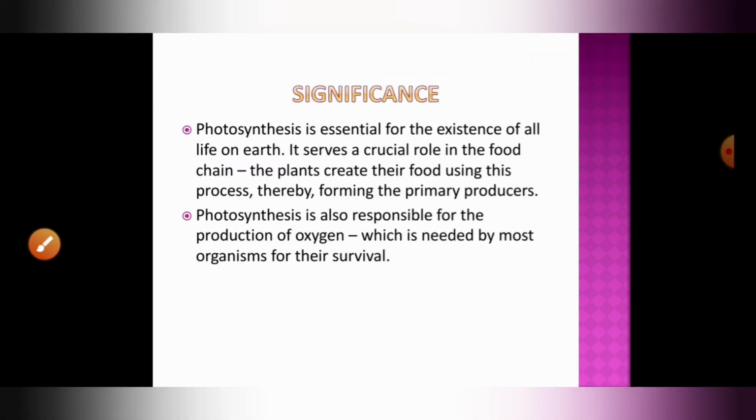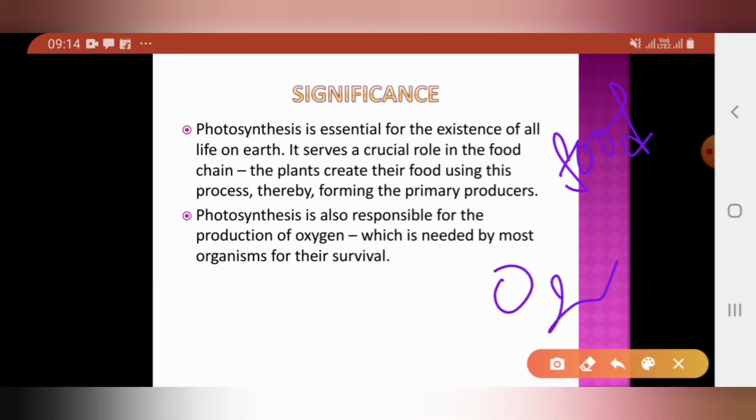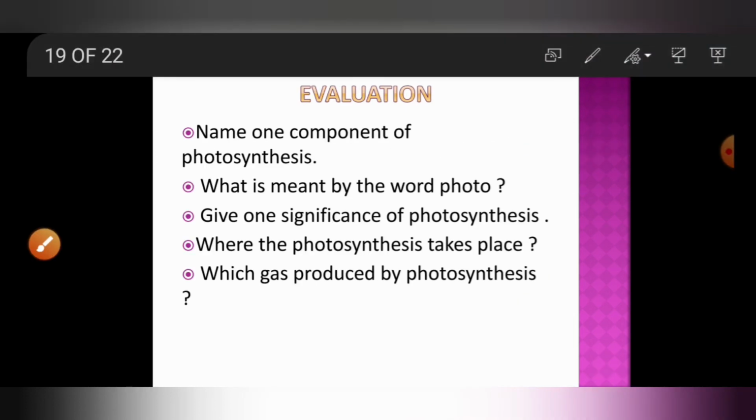So now the significance of photosynthesis. I only write the 2 most important significances. Number 1, in the process of photosynthesis, plants produce food for us. And number 2, it produces O2 for us. Food is very essential for the existence of all life on earth, and O2 is responsible for our respiration.